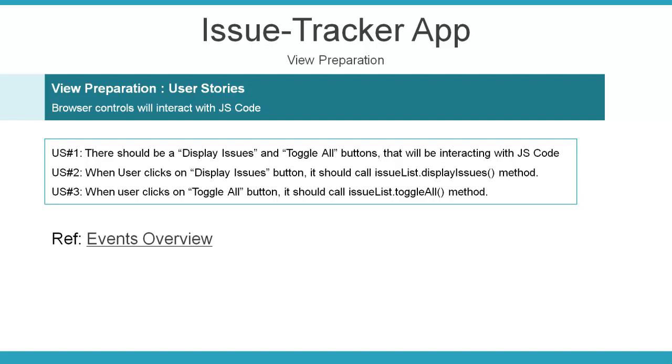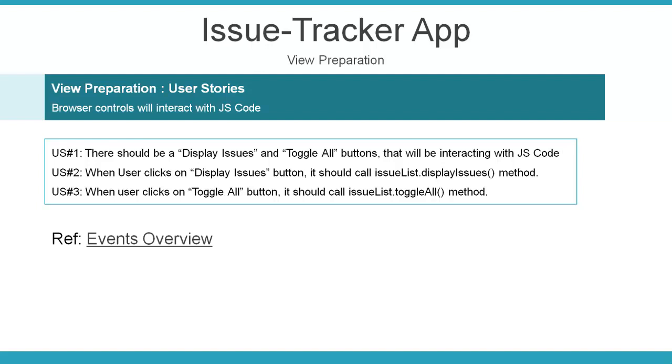We'll be having different buttons, and these buttons are going to interact with the data that is already available inside the JavaScript code. Now the next user story is that you will be having this display issue button. When you click on it, your button should call the issueList.displayIssues method. Similarly, you will be having the toggle all button, and when you click on it, it should call the issueList.toggleAll method.